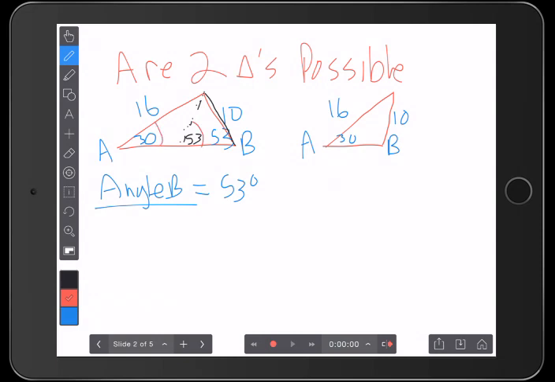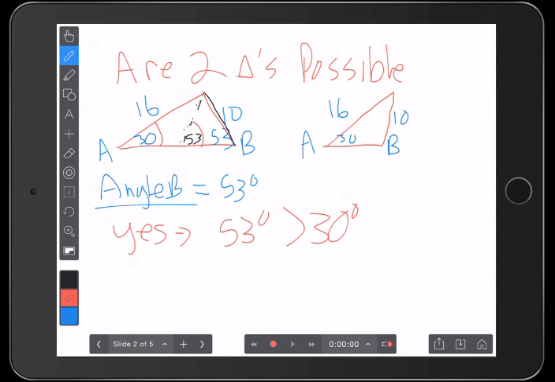And I think the answer is pretty clear, yes, because the angle right here for this little triangle to actually exist must be steeper than this 30, right? If you just follow the logic of it. So this angle here is steeper than this. So the answer to this is yes, two triangles are possible. And in fact, it's possible because 53 degrees is greater than 30 degrees.